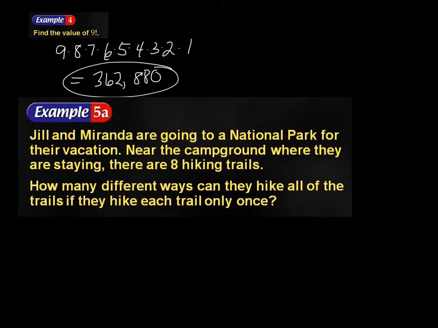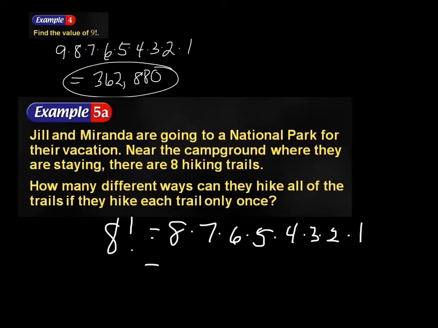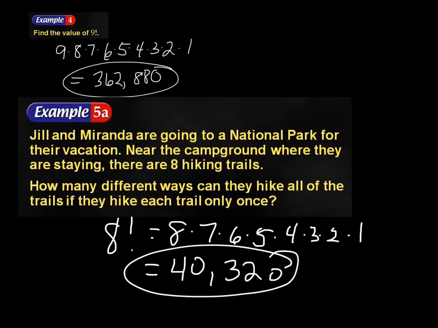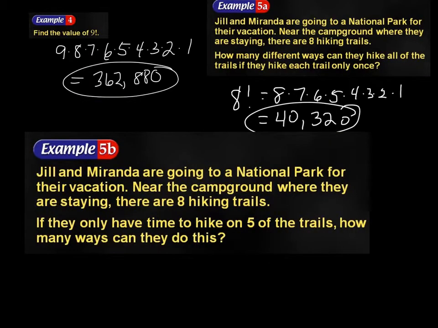Jill and Miranda are going to a national park for their vacation. Near their camping ground where they are staying, there are 8 hiking trails. How many different ways can they hike all the trails if they hike each trail only once? That's going to be 8 factorial, which is 8 times 7 times 6 times 5 times 4 times 3 times 2 times, I guess we can write times 1 because we should. Type that in the calculator and we get 40,320 ways.